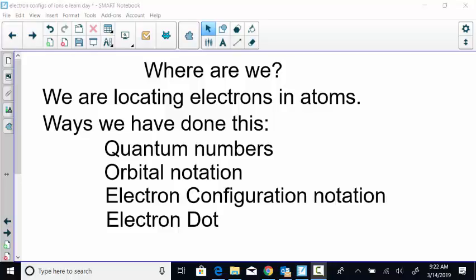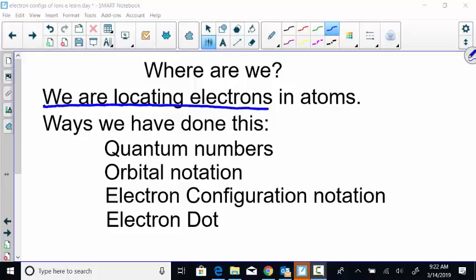Okay, so where are we at in our fun little trip in chemistry? What you need to remember is our ultimate purpose is we are trying to locate electrons in atoms. At this point, we have done this four ways. We have used quantum numbers, orbital notation, which is with the lines and arrows, electron configuration notation, which is without the lines and arrows, and then electron dot notation, where we've been putting dots around elements.